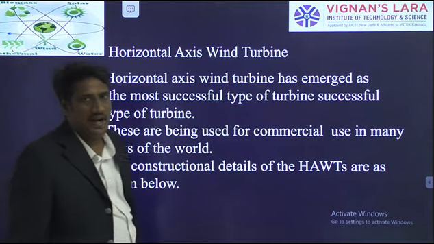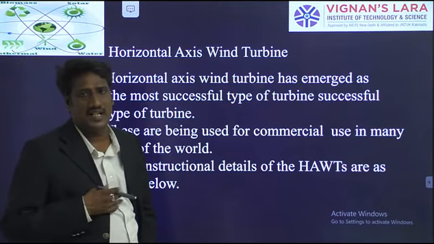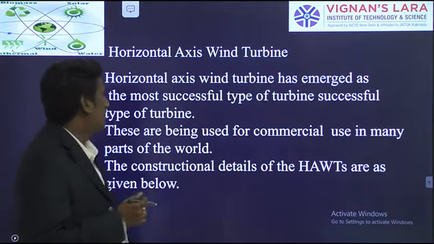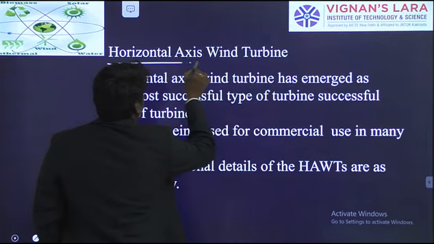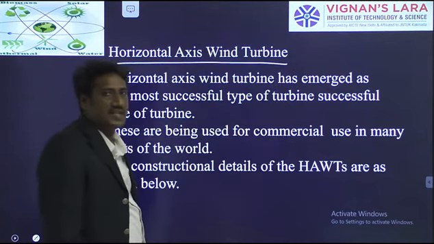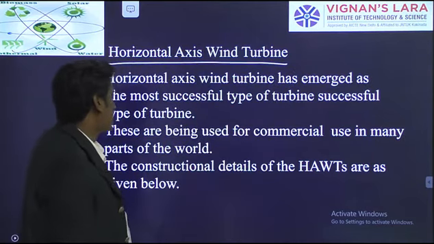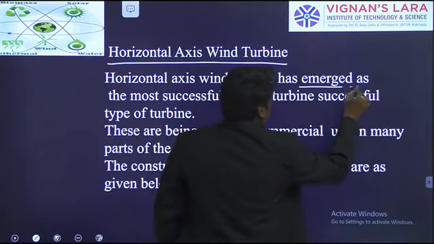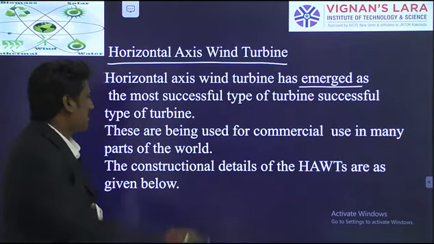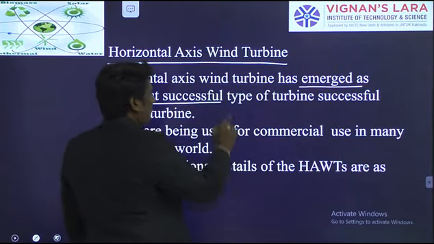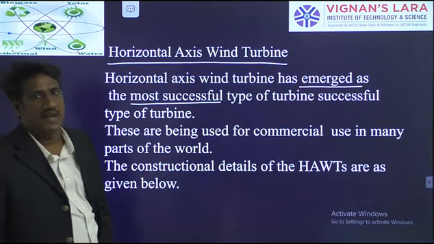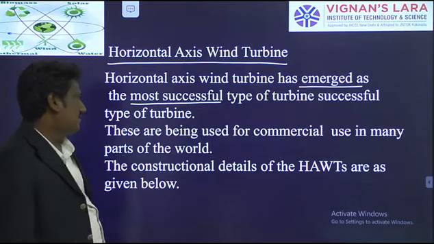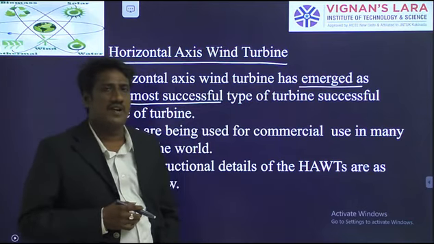So coming to the horizontal axis, what are the constructional details? What are the different components of a horizontal axis wind turbine? Coming to that, in the horizontal axis wind turbine, it has emerged as the most successful type of turbine. Generally, it is the most successful type of turbine.